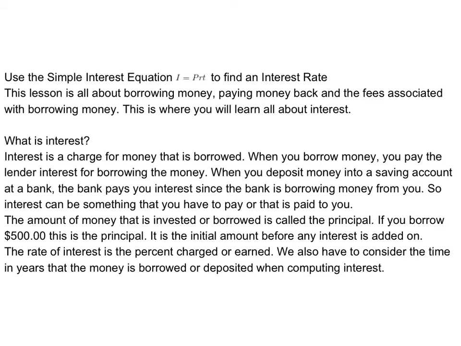The amount of money that is invested or borrowed is called the principal. If you borrow $500, that's the principal amount. It is the initial amount before any interest is added on. The rate of interest is the percent charged or earned. We also have to consider the time in years that the money is borrowed or deposited when computing interest. Main thing there is it is in years.